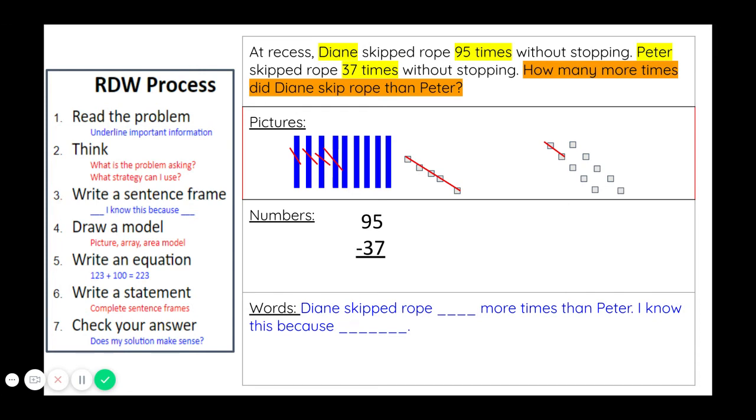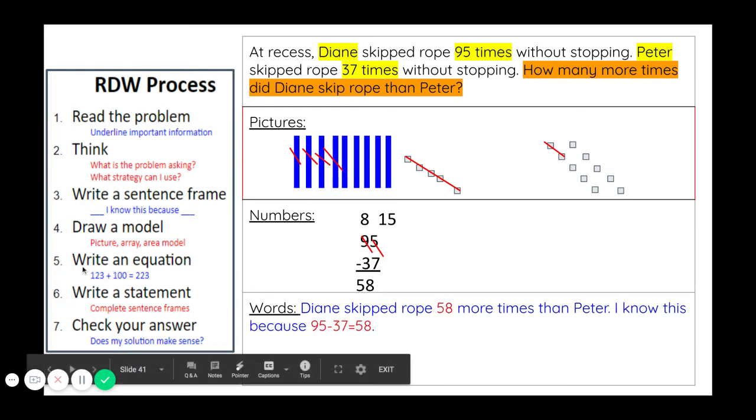Now I'm going to draw or write my equation, step 5. I'm going to use the standard algorithm, writing the numbers vertically up and down. 5 minus 7, I already noticed in my picture that I do not have enough and I need to regroup. So I borrowed a 10. Now I have 15 ones. 15 minus 7 is 8. And back to the tens place, 8 minus 3 is 5.